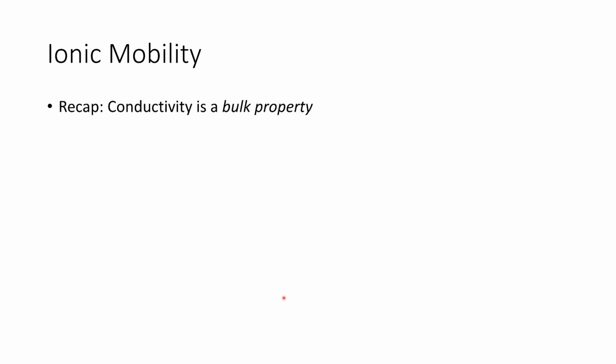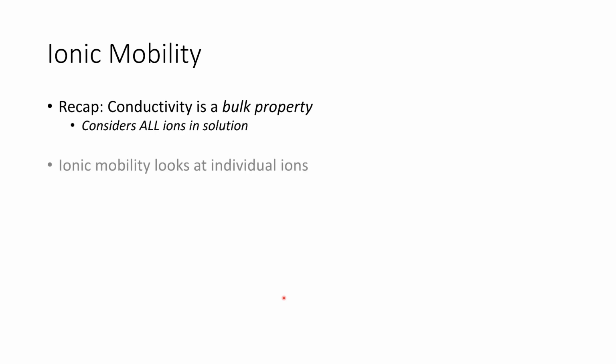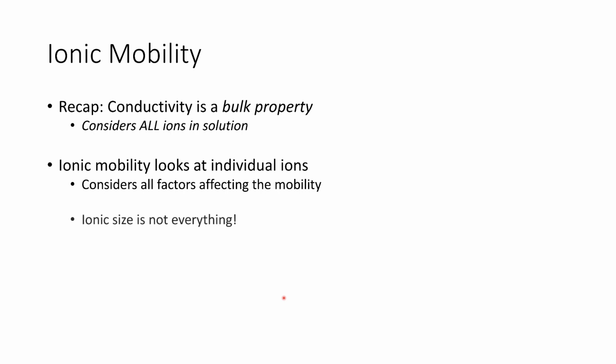So remember we talked about conductivity before. Conductivity looks at the entire solvent. It's a bulk property of the solvent. But the ionic mobility just looks at the individual ions. And we have many different factors which affect the mobility of our ions. So we looked at ionic size. We'd think that would affect our ionic radii.